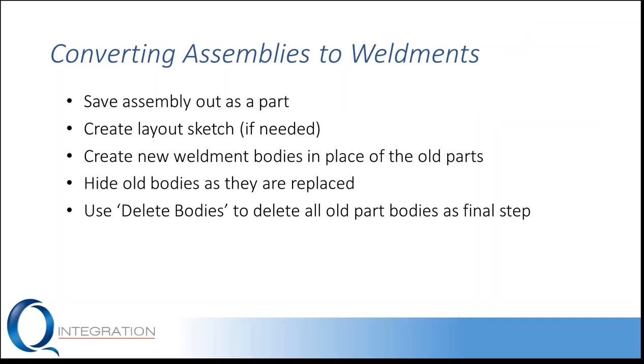We can save the assembly out as a part, and then open up that part as our new weldment part, and we can start to define a layout sketch if it's needed, and then we can create these new weldment bodies in place of the old parts using just features that we have available at the part level inside of SOLIDWORKS. And as we start to replace these old parts with these new weldment bodies, we can hide the old bodies through the design tree. And then once we've replaced all of them, as a final step, we can use delete bodies to clean up and get rid of those old bodies.